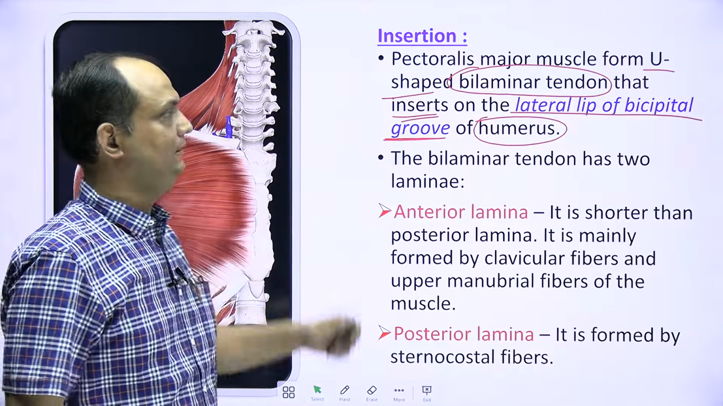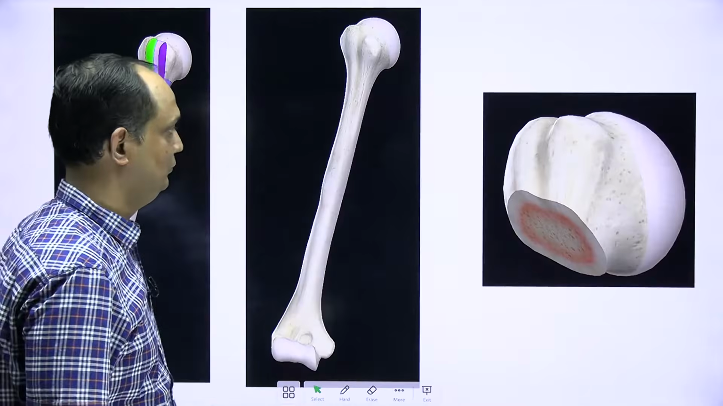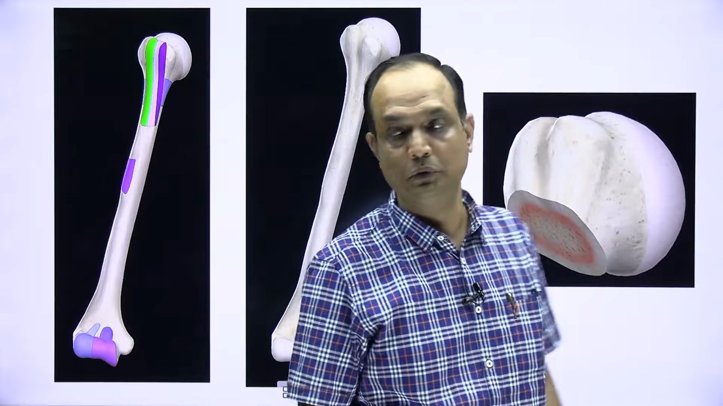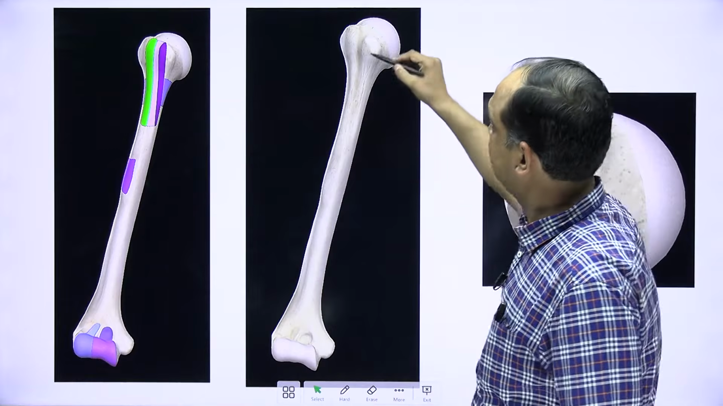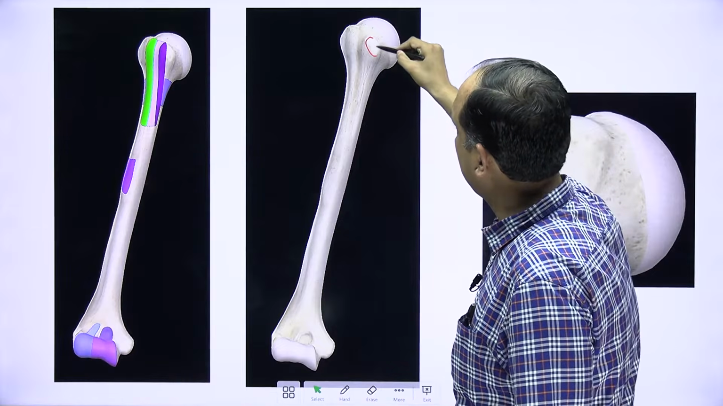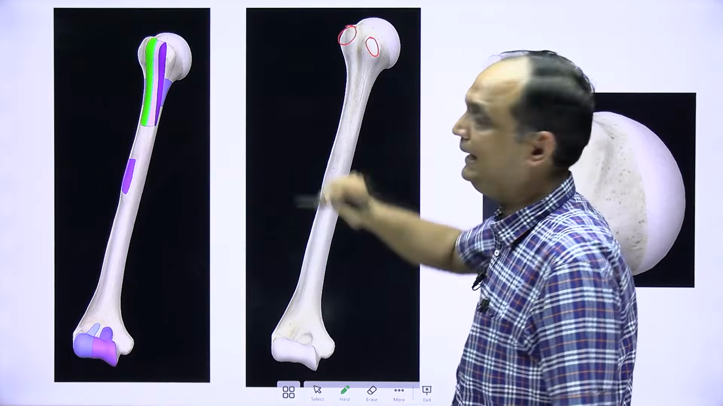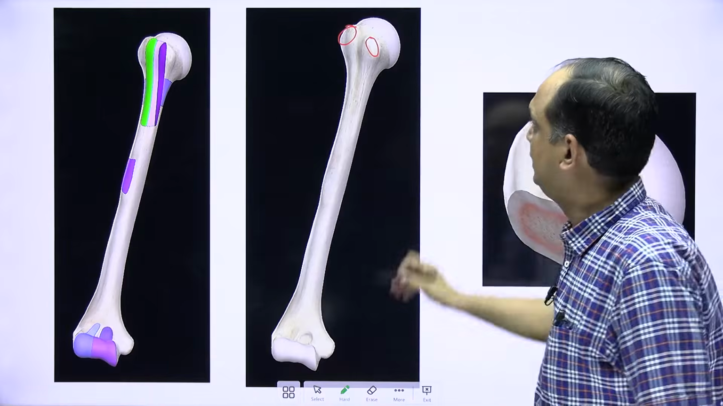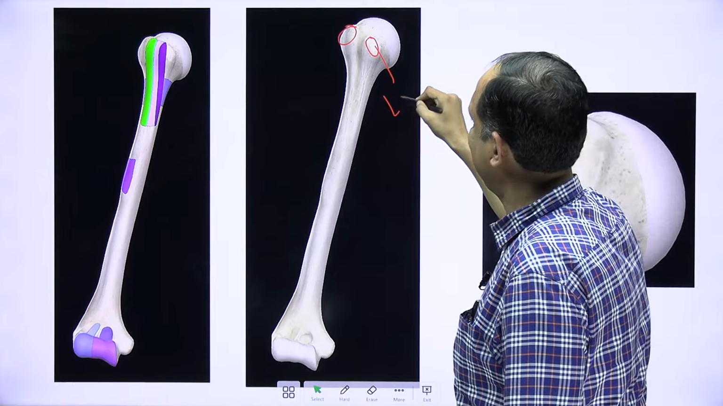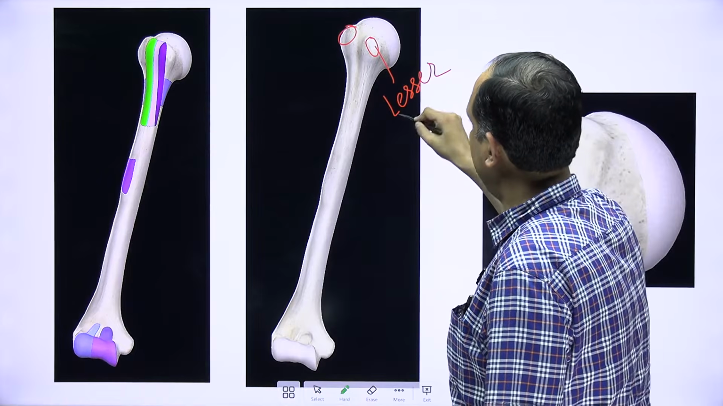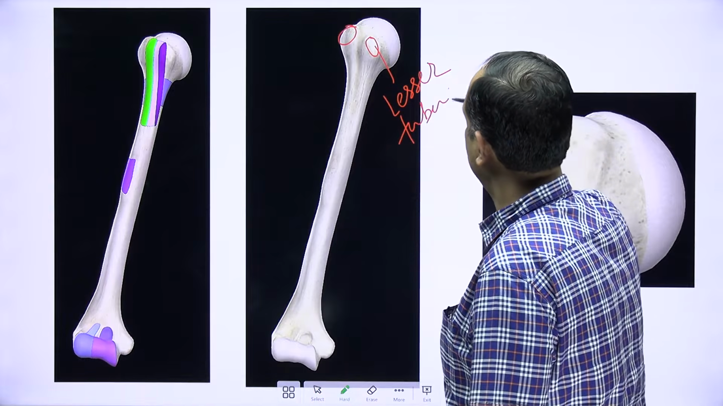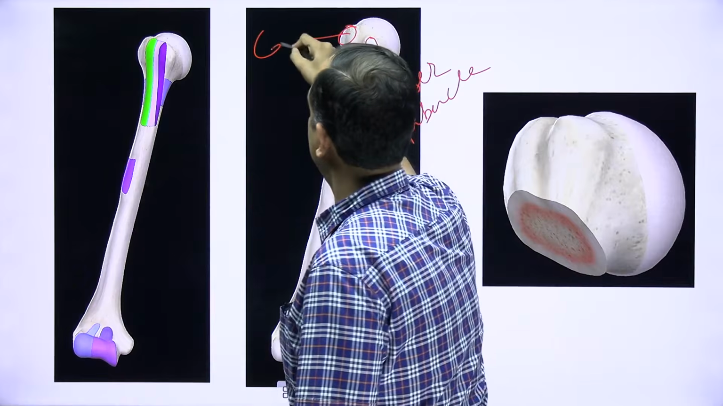Now, what does it mean, lateral lip of the bicipital groove? Here you can see the humerus bone. On the humerus, you are going to see two enlargements. One is bigger, one is smaller. This smaller one is known as the lesser tubercle, and this bigger one is known as the greater tubercle.